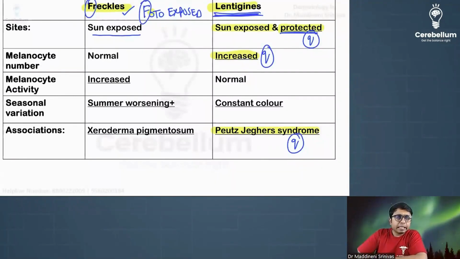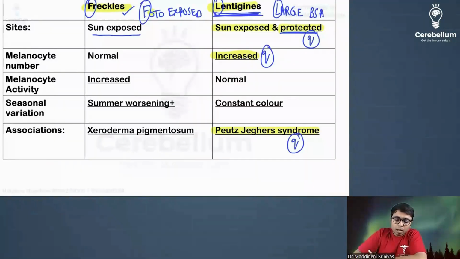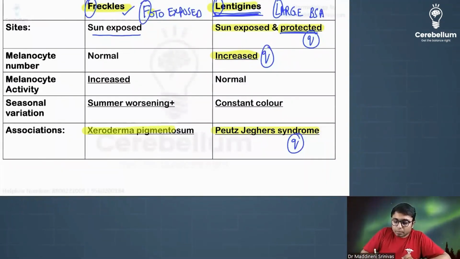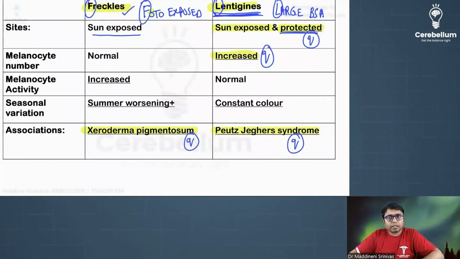Whereas lentigines can even affect the parts covered by clothes. Even the trunk can be affected in lentiginosis. So L for lentigines and L for large surface area involvement. Body surface area can be affected. And in freckles, you can remember xeroderma pigmentosum is a disease in which we can see freckles.